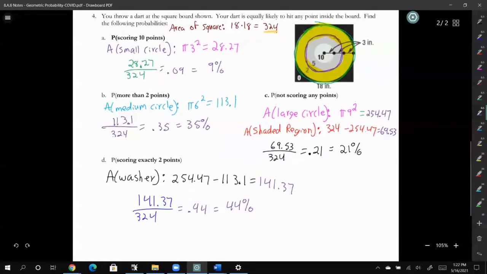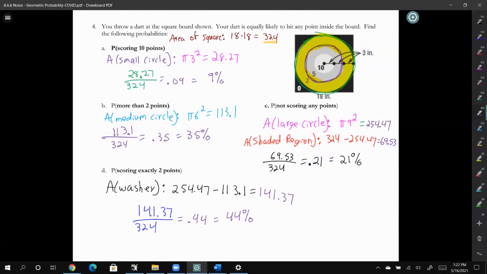Let me zoom out so you can see all of these. So yeah, this problem was more involved because we had to find the area of all these circles and then subtract some things and add some things here and there. So like I said, it's really important that you focus on what you are given and what you're being asked to do.